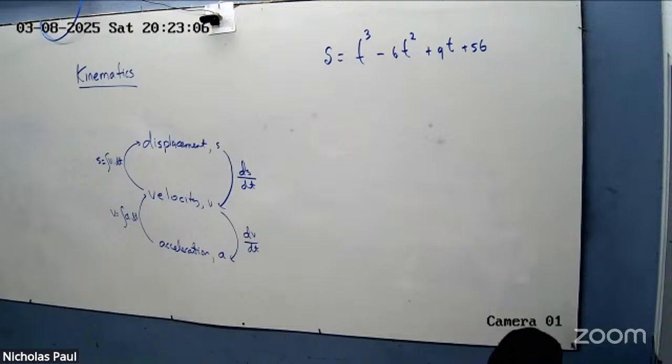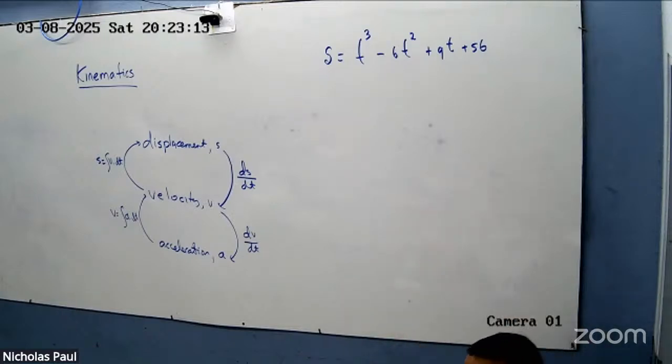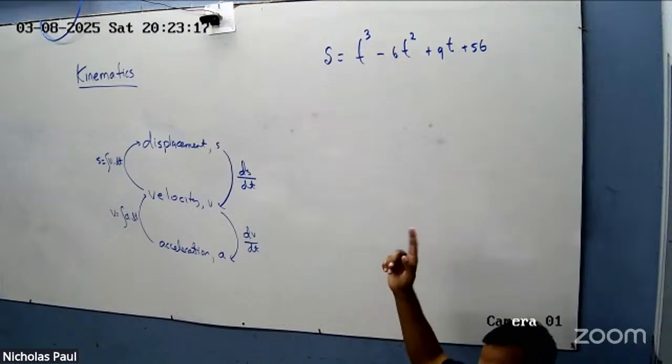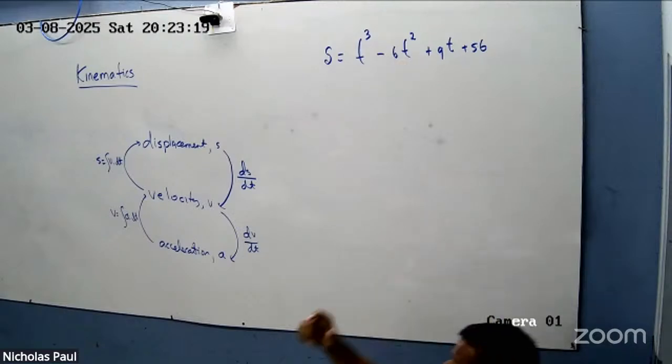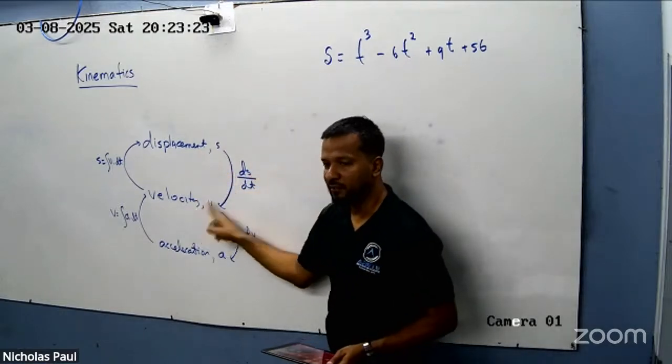Right, so take a look at the first one. Any ideas? How are you going to get velocity? What equation did I give you here? I gave you displacement. So how are we going to find velocity?